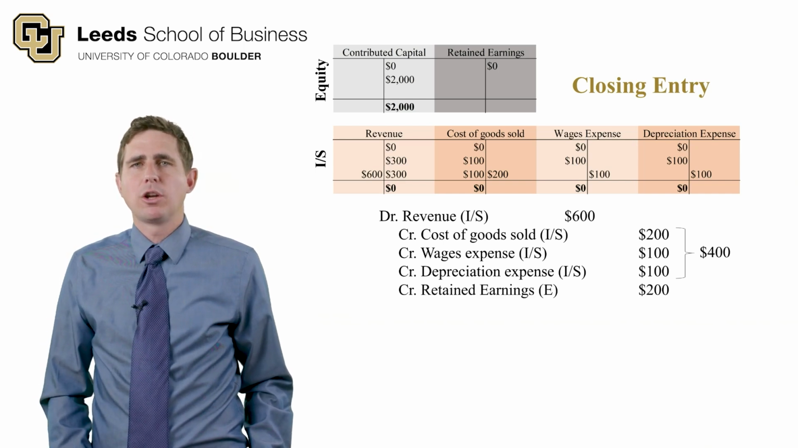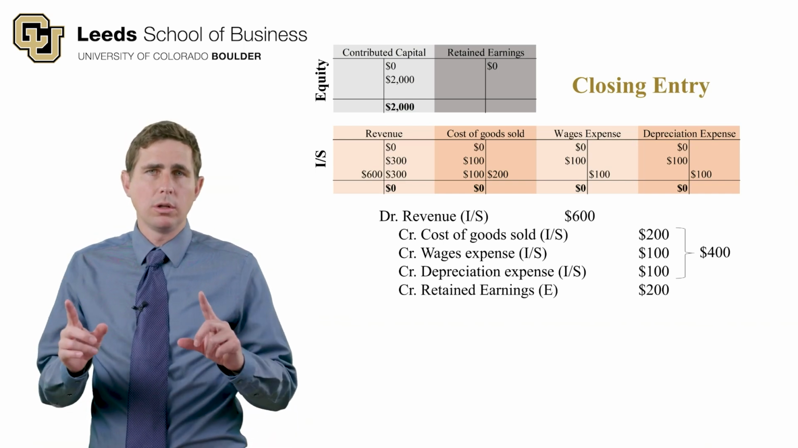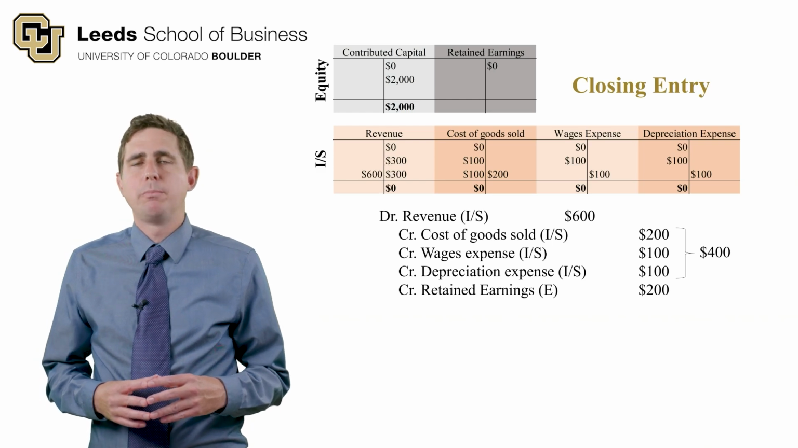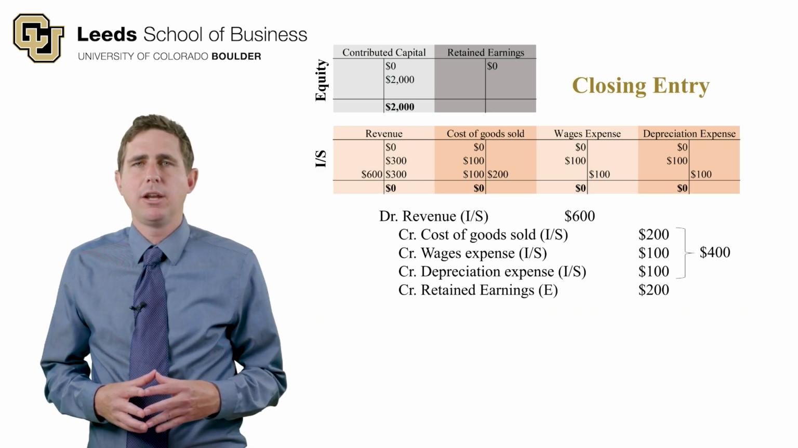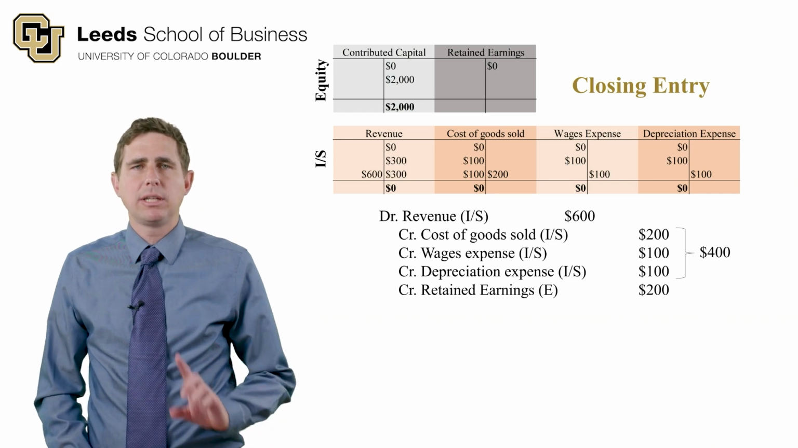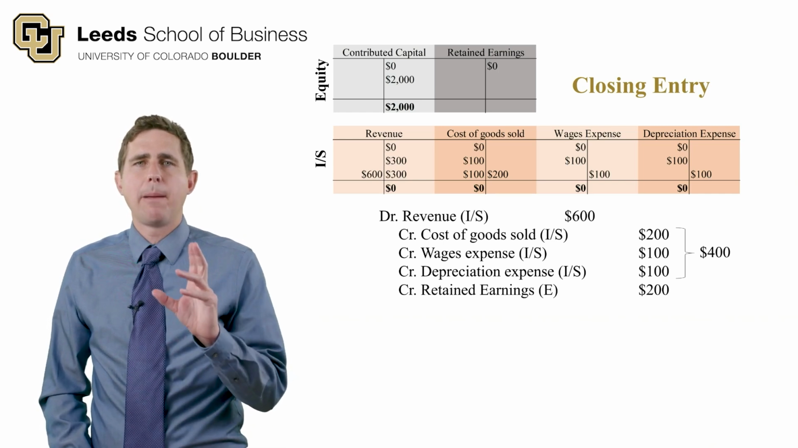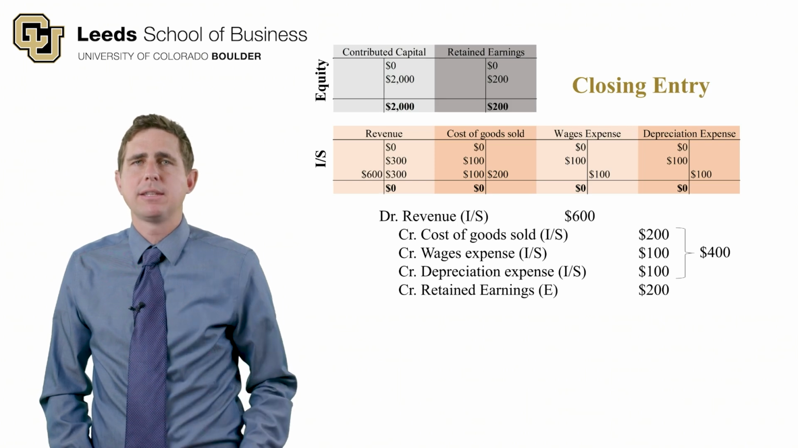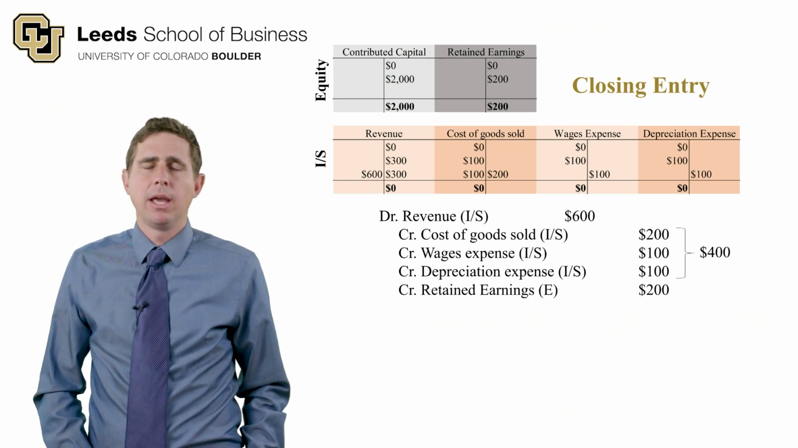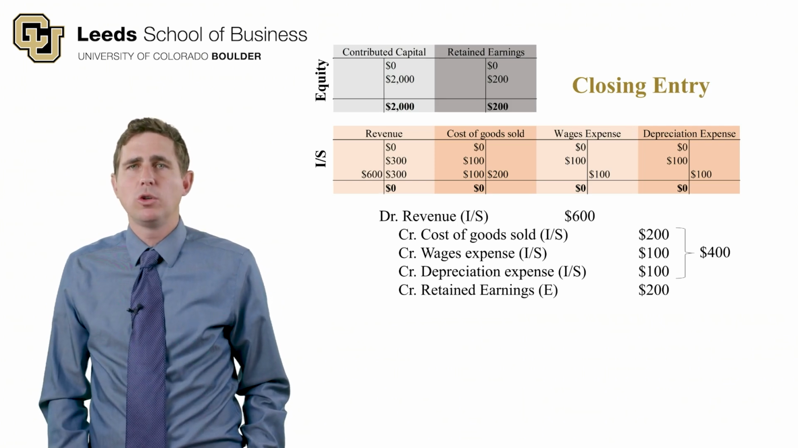So that credit goes to retained earnings. That's the rule in the closing entry. You balance the journal entry to retained earnings. So we'll credit retained earnings by $200. Now watch the retained earnings account and watch how I post this $200 credit to retained earnings. It goes right on the credit side of the retained earnings account. And now retained earnings is holding a balance of $200.